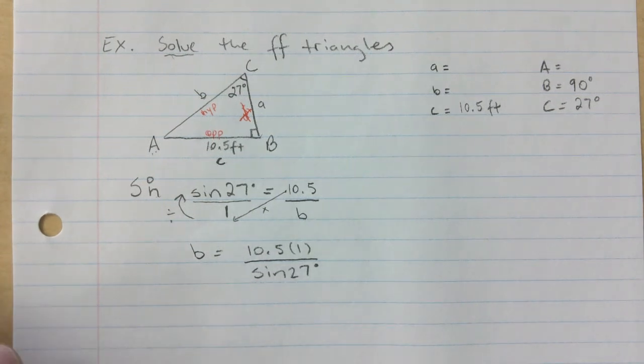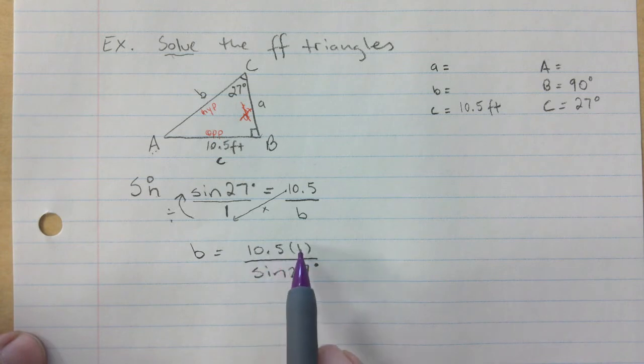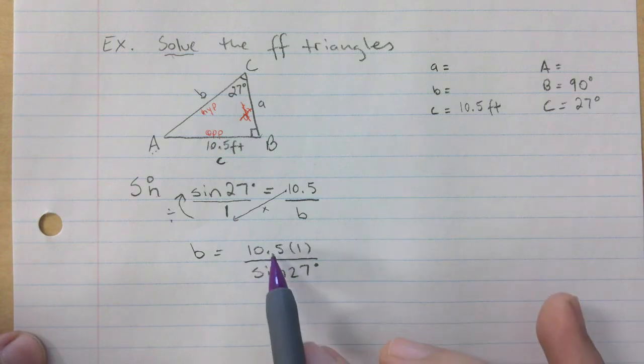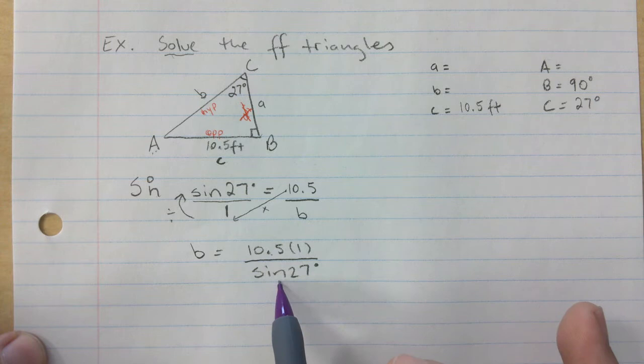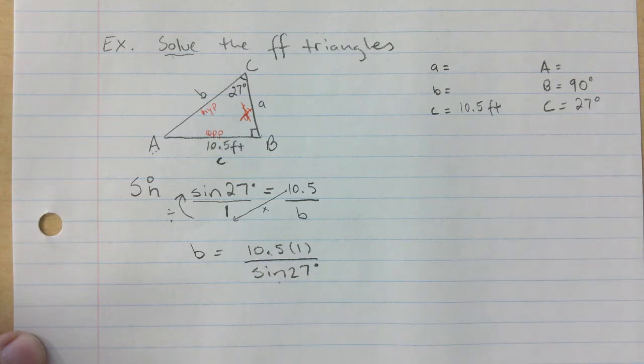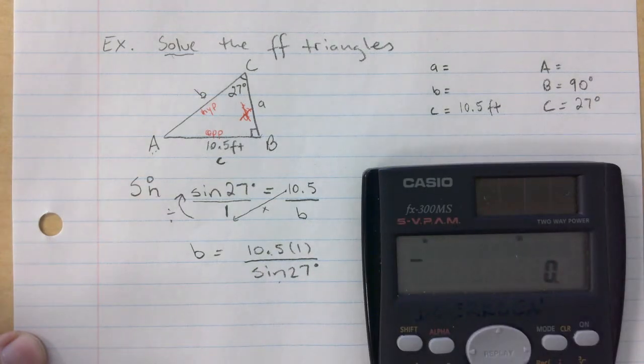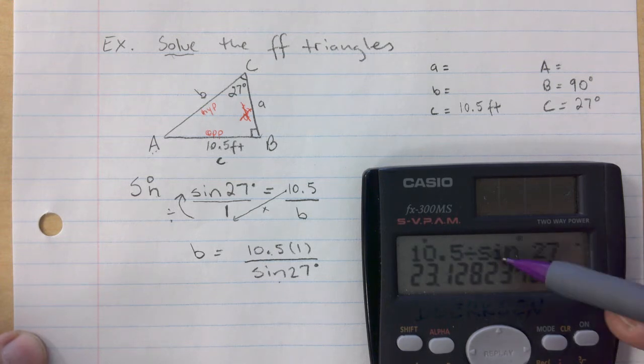So 10.5 times 1 is 10.5. So it's really 10.5 divided by sine of 27. I'm going to do that here on my calculator: 10.5 divided by sine of 27. Depending on your calculator, you might have to go 27 then sine. Depends on your calculator. Make sure it's set to degrees.